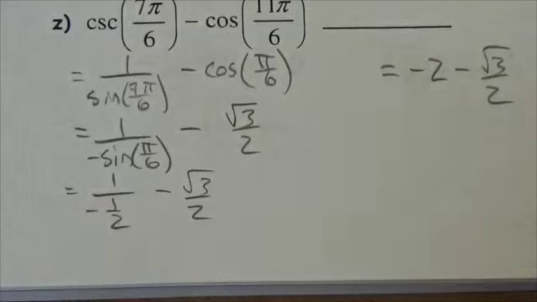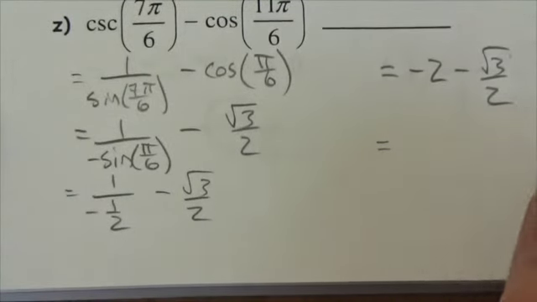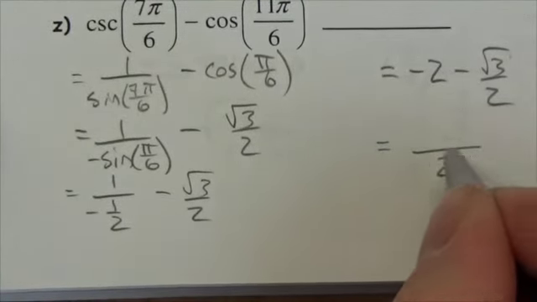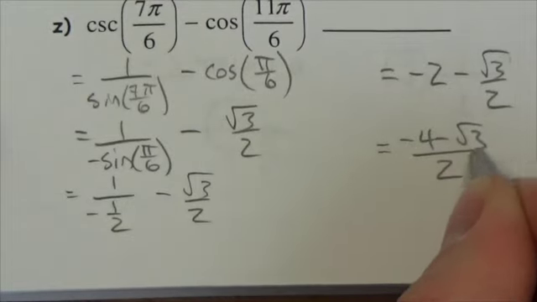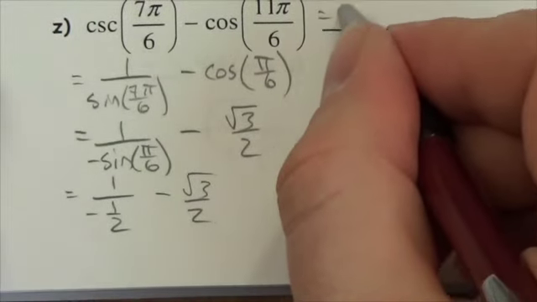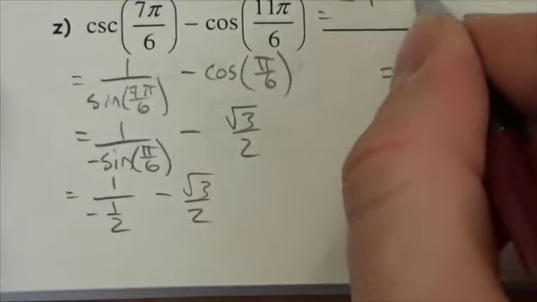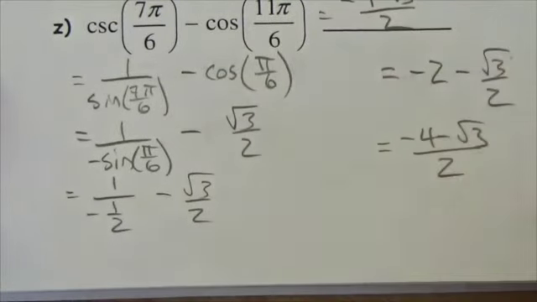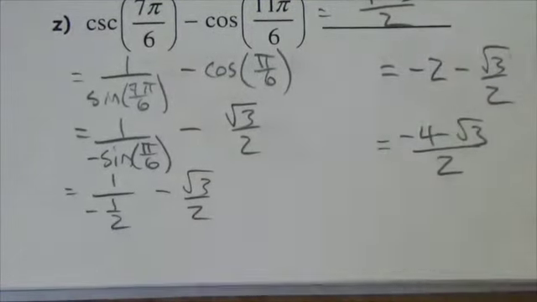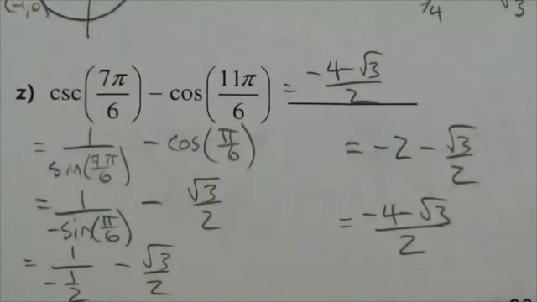There's really nothing wrong with that answer. However, I feel very tempted to put these both over 2 and make this negative 4 minus root 3, just to combine those together. So the answer here, as I would write it, would be negative 4 minus root 3 over 2. And that's the answer that I'd like to leave that as.